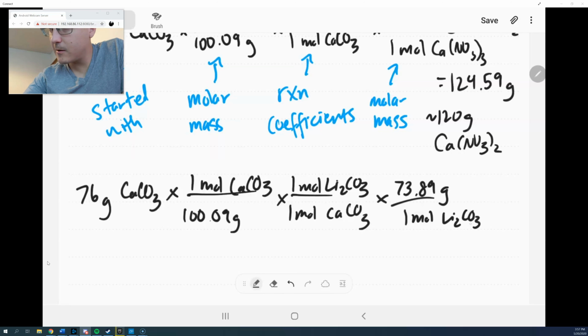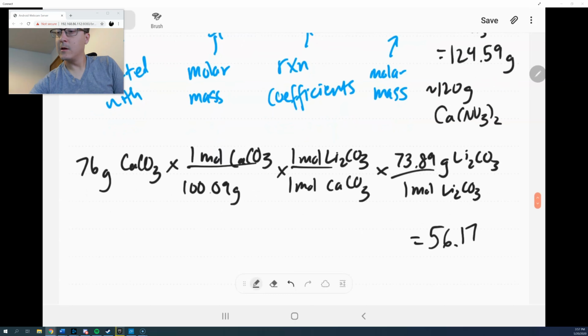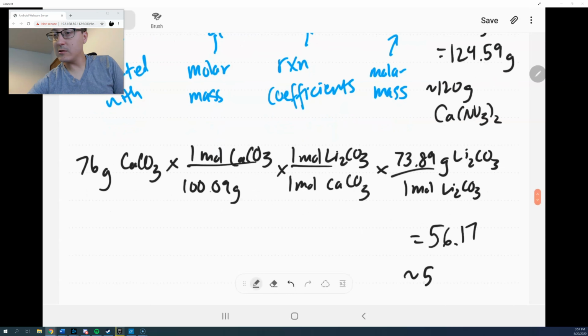Lithium carbonate. We can go ahead and do the math. 73.89. All right, and that number turns out to be 56.17, which we're going to round to 56.